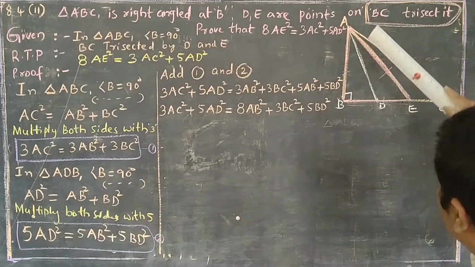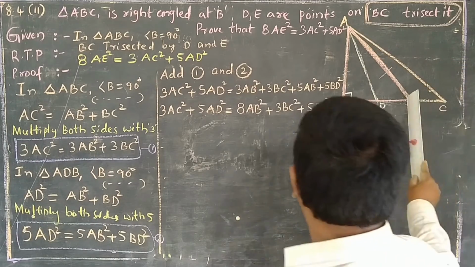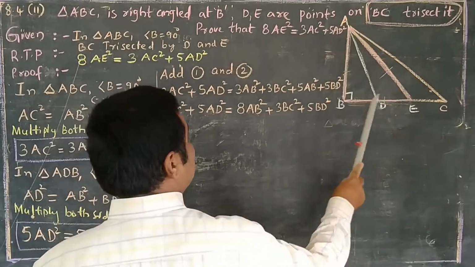Now how to get this total equal to 8AE square? So AE means what? AE square. This is the AE. In triangle ABE.